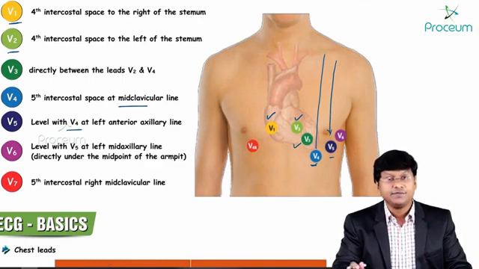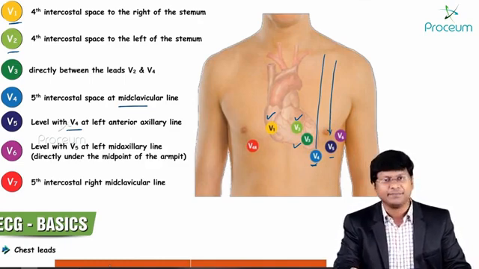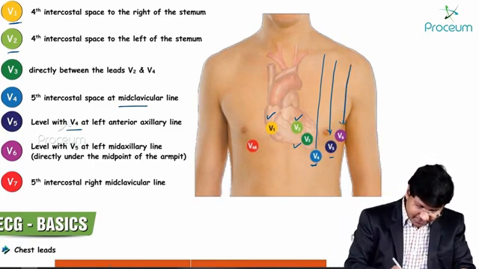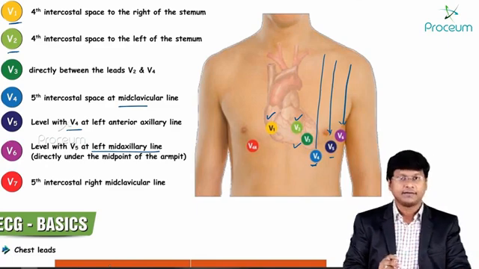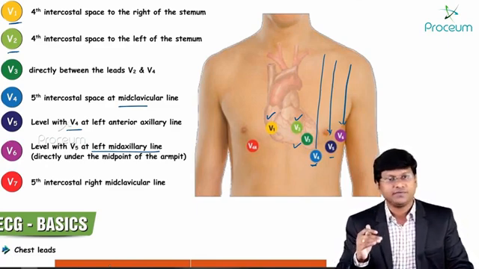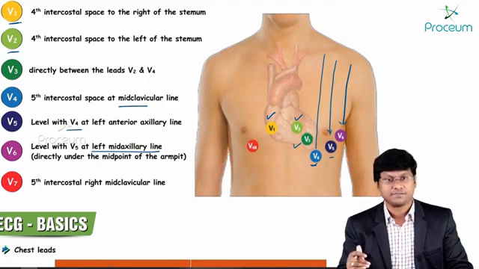And you take V6. V6 is placed in the same 5th left intercostal space, but in the mid-axillary line. Right? In the mid-axillary line. Okay. So this is the placement of your V1, V2, V3, V4, V5 and as well as V6.